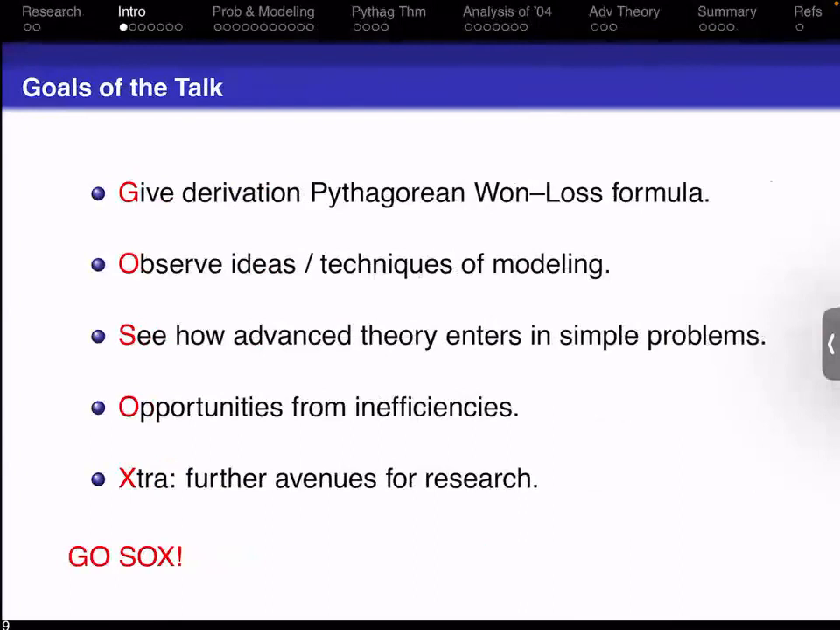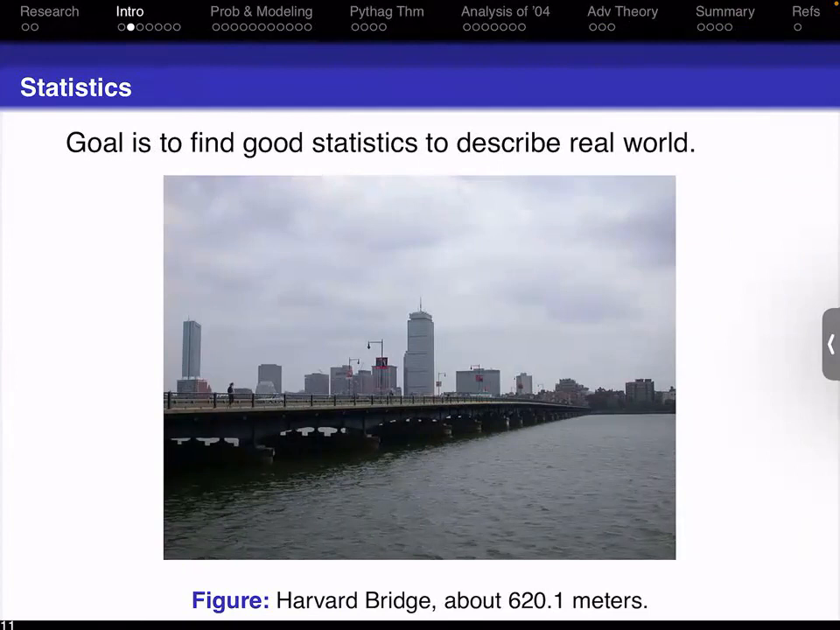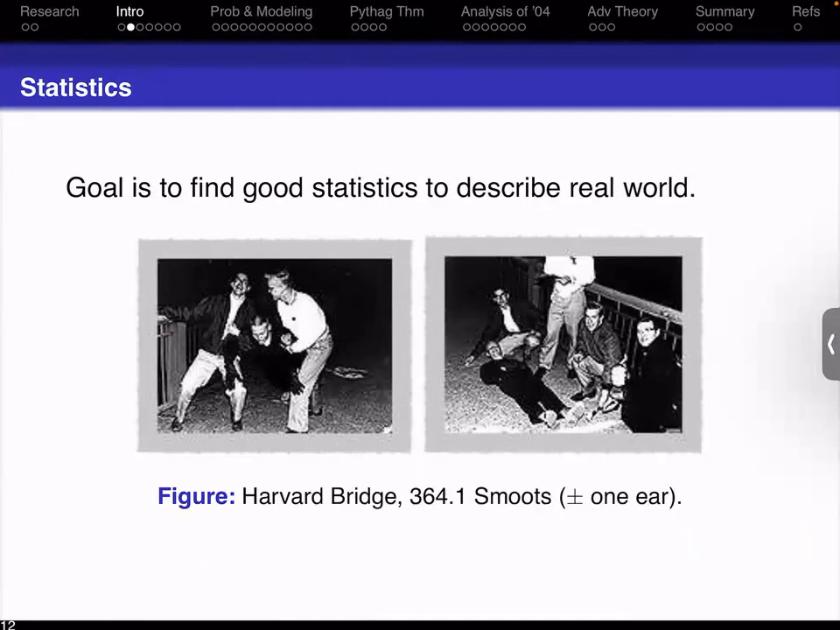Okay, so the goal is to find good statistics to describe the real world. I know the students in 150 have already seen this. I was actually at this bridge recently. It's about 620 meters long, or it's also 364.1 smoot, plus or minus an ear. So Smoot, back in the, I think, 1960s, was an undergraduate pledging a fraternity at MIT, and they wanted to know how many smoots it would take to get from one end of the bridge to the other.